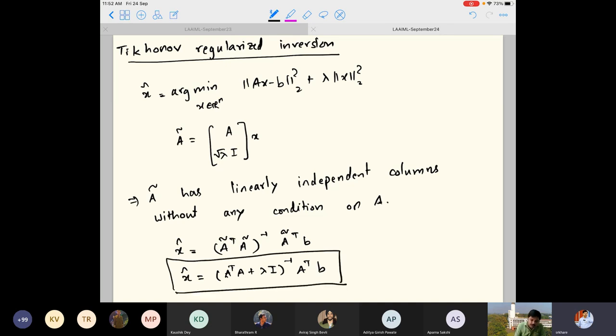And those who have learned regression would immediately recognize this particular thing, right? So this is something that is really very important. Okay, so this is what you have.